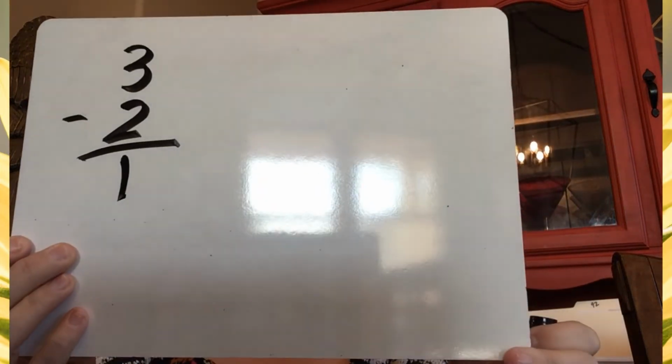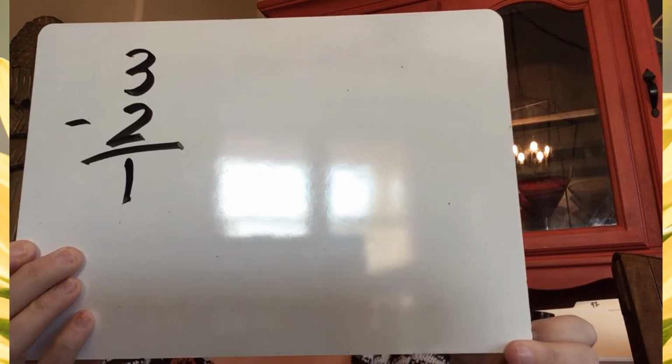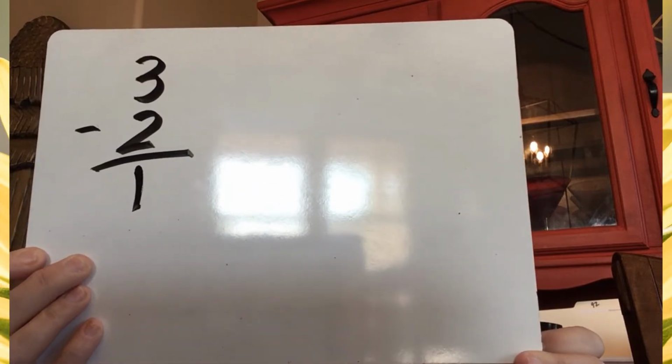Do you see why it's called difference of 1? Because there's only one number between them. They're 1 away from each other, so the answer is always going to be 1. Let me show you another example. This is another example of a difference of 1 problem.